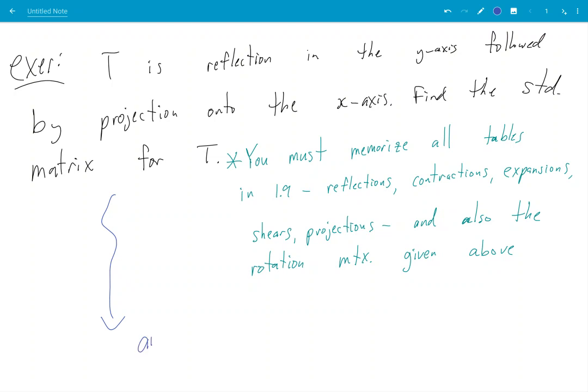And here's the answer to the exercise. -1, 0, 0, 0. Okay, ask me in class if you have any trouble there.